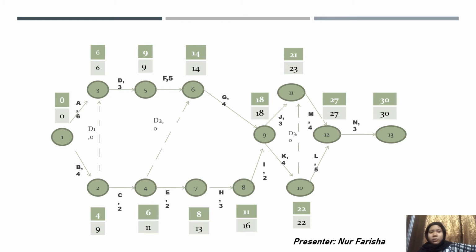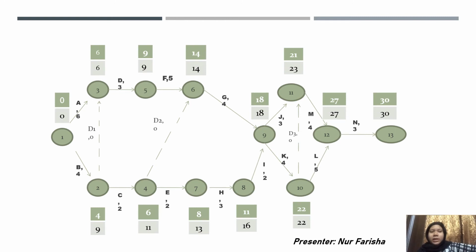To start a new activity, we must always end the previous activity with the next node. So we must start activity C and must end activity B first. For activity D, it comes from activities A and B. As we can see, activity D comes with two predecessors. So there is a dummy between node number 2 and number 3.